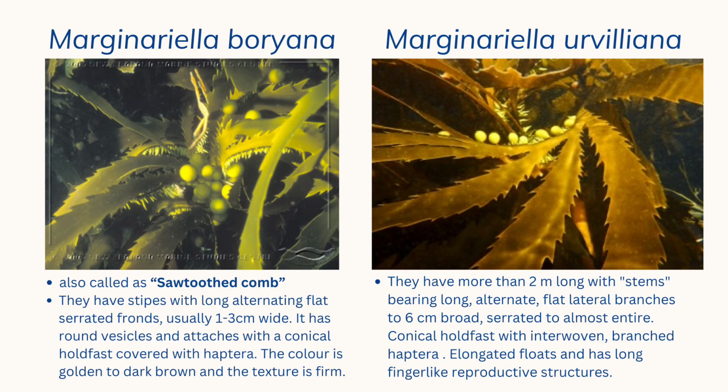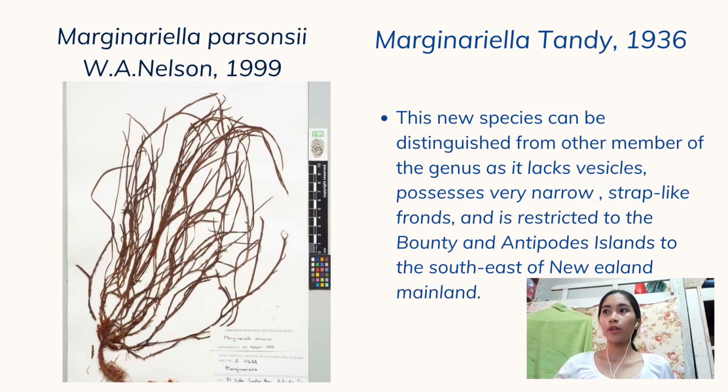The genus Marginariella is endemic to New Zealand with 2 widespread species. We have Marginariella boryana and Marginariella urvilliana. This new species can be distinguished from the other member of the genus as it lacks vesicles and possesses very narrow strap-like fronds and is restricted to the Bounty Islands of New Zealand. So next we have Marginariella parsonsii. This new species, as I said, can be distinguished from the others as it lacks vesicles, possesses very narrow strap-like fronds, and is restricted to New Zealand.